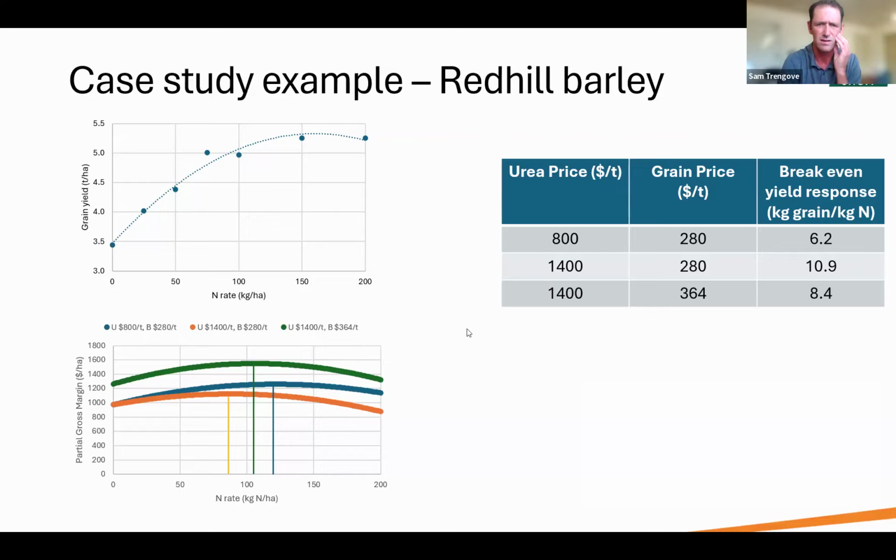And you can see the third curve there on that bottom left-hand graph with urea at 1,400 and barley at 364. There's two things. Our optimum N rate increases, but it doesn't increase all the way back up to where it was. So now our optimum N rate with a higher grain price is 106 kilos of N in this example. But overall, the higher grain price means that we're going to be more profitable overall compared to the scenario that existed 6 weeks ago, due to just the greater income derived from that higher grain price. So the next slide. Thank you, Bill.